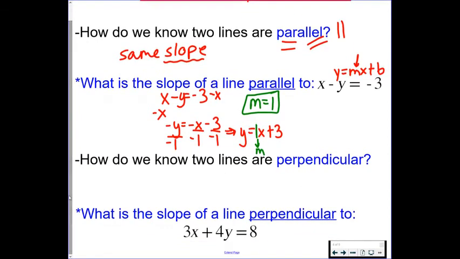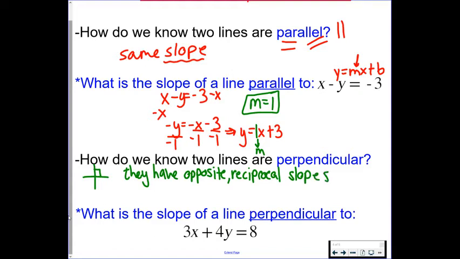Let's look at perpendicular lines. How do we know two lines are perpendicular besides the fact that they make a 90-degree angle? Well, you'll notice that their slopes are opposite of each other. So we can say that they have opposite signs. So one's positive, one's negative. They also have reciprocal slopes.